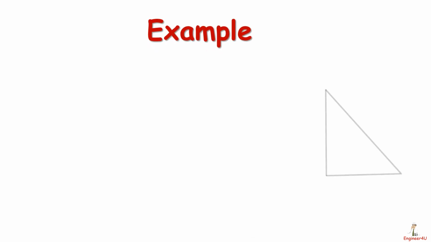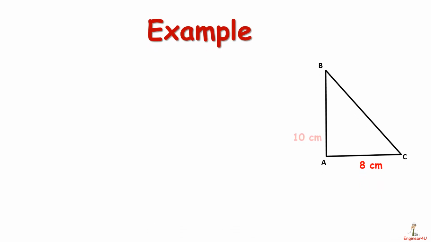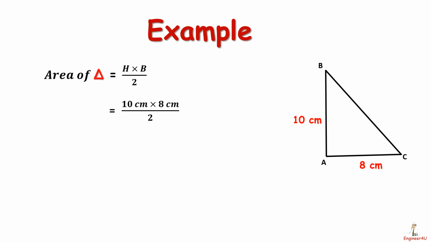For example, let's say we have a right-angle triangle with base 8 cm and height 10 cm. To calculate its area, multiply 8 cm with 10 cm and divide the answer by 2. That is 40 cm².